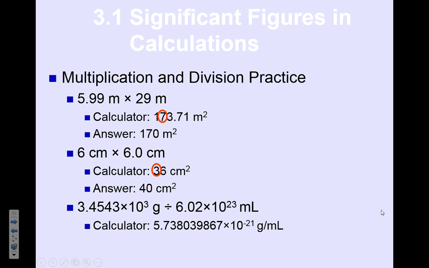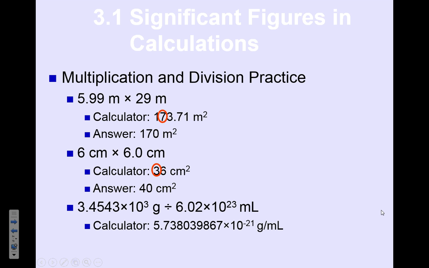Now, as far as units go, grams and milliliters, they can't cancel. So I need to leave them both in my answer. It's going to be grams per milliliter. Now, when I hit equal in my calculator or execute, it's going to give me 5.7380 and a whole bunch of other numbers times 10 to the negative 21. So that would be my calculator answer.